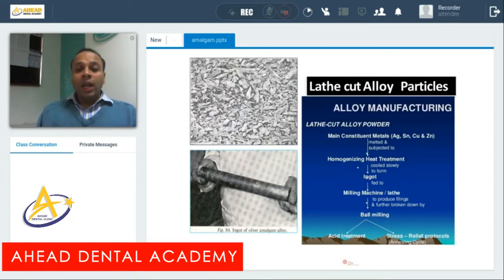Now the alloy which we use can be of either of two shapes. Either it can have a lathe cut shape or it can have a spherical shape. Right now in this SEM picture, what you can see is the lathe cut alloy.